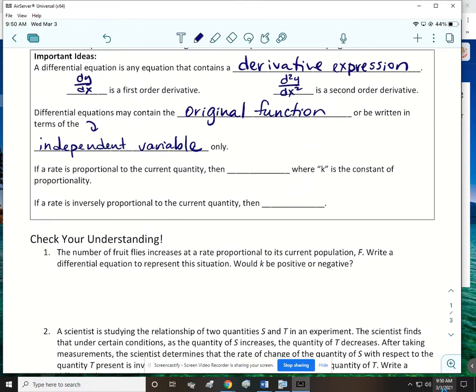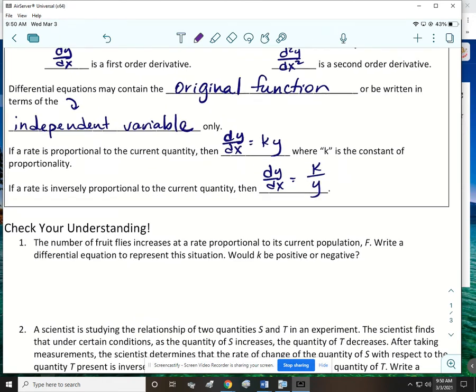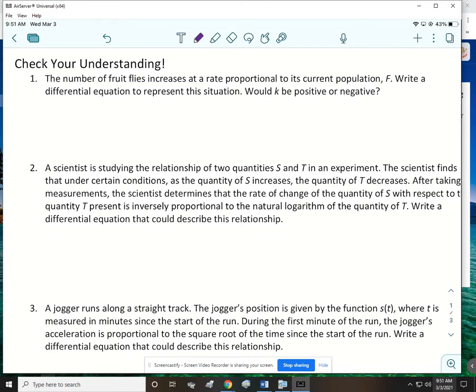If the rate is proportional or directly proportional to a current quantity, then you're going to write it like this: dy over dx is equal to k times y. So you multiply for direct or proportional. K is the constant of proportionality. And if the rate is inversely proportional to the current quantity, you're going to divide, so it's dy over dx equals k divided by y. That's a little review from pre-calculus. We're going to need to understand that proportionality to do these three.